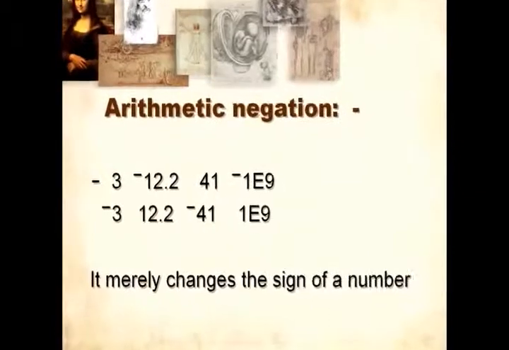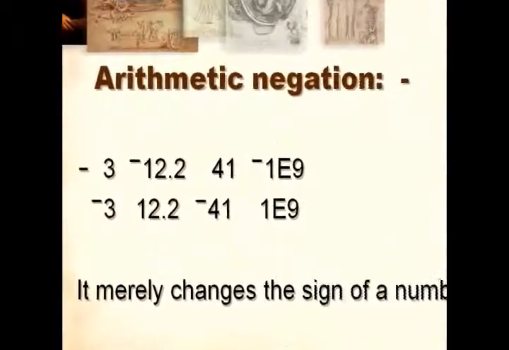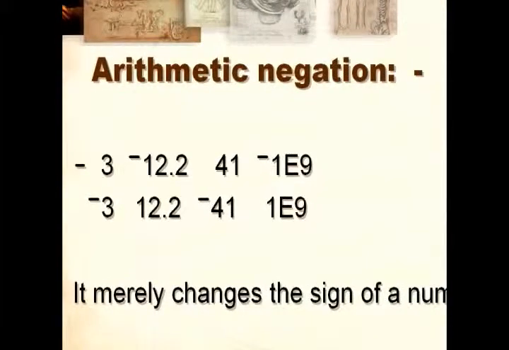And now if we look at negation, we can see that if we negate a series of numbers, all those that were positive become negative. All those that were negative, with a high minus sign, become positive. It just changes the sign of a number.